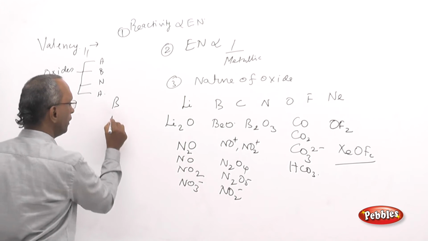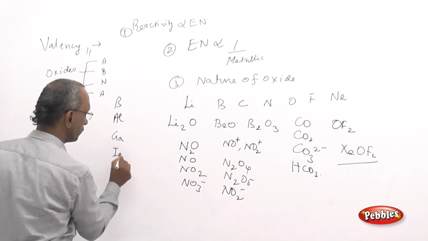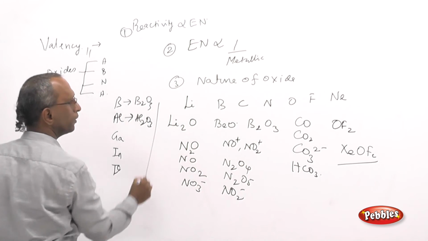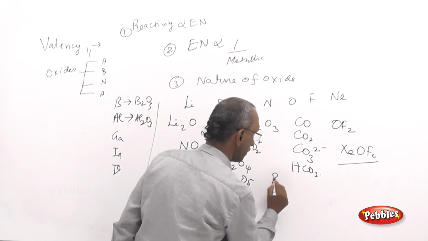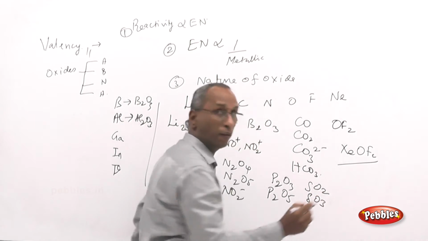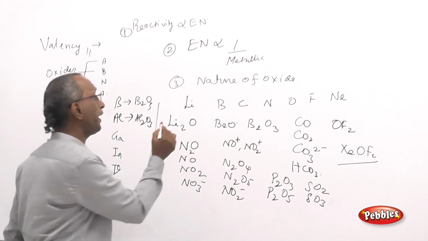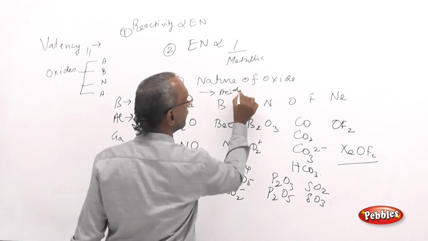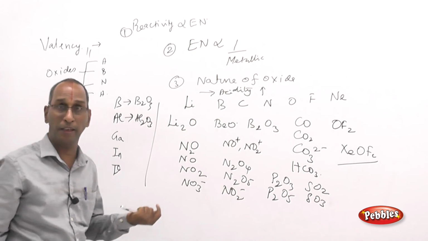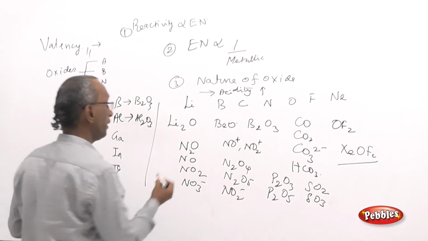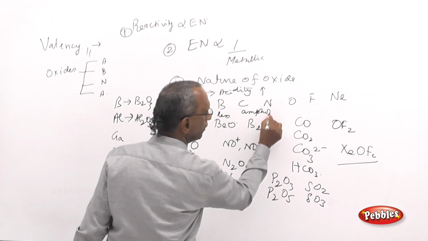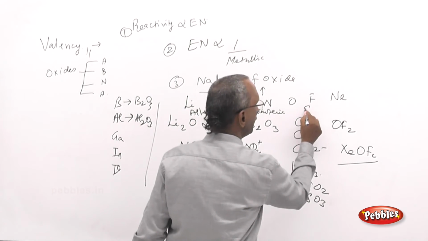Boron group elements: boron, aluminium, gallium, indium, thallium. Boron oxide is B2O3, aluminium oxide Al2O3, we are aware. Nitrogen oxides, phosphorus oxides P2O3, P2O5, sulfur oxides SO2, SO3, a variety of oxides are there. But from left to right, acidity increases. From right to left, alkalinity increases. Acidity and alkalinity are opposite terms. So going from highly alkaline to less alkaline, then amphoteric or neutral, then acidic oxides.